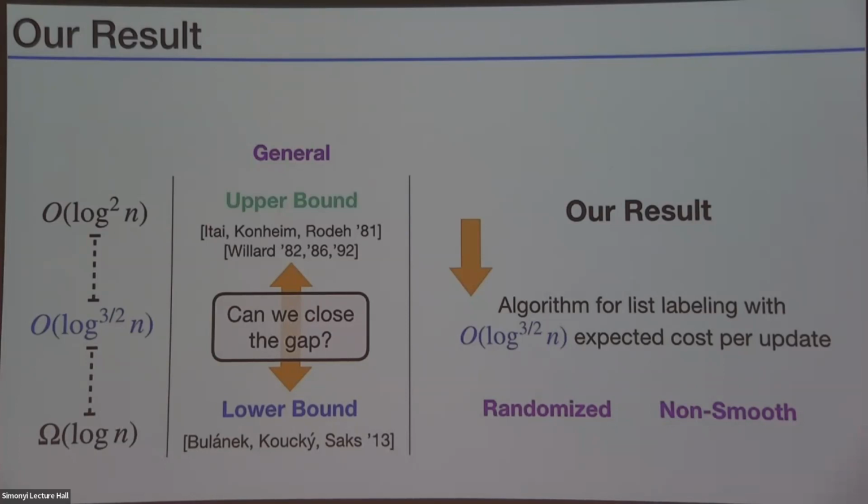Okay, so the upper bound of log to the 3/2 n, you'll recall, by necessity has to be both randomized and non-smooth.